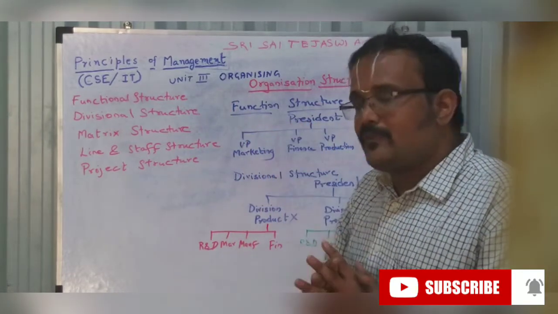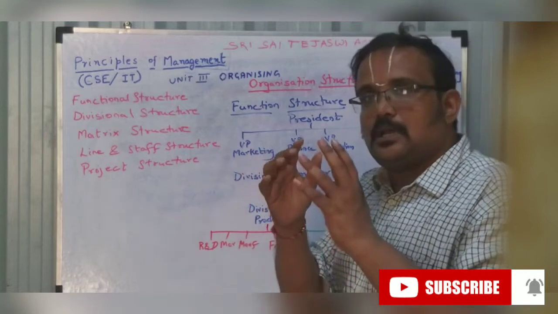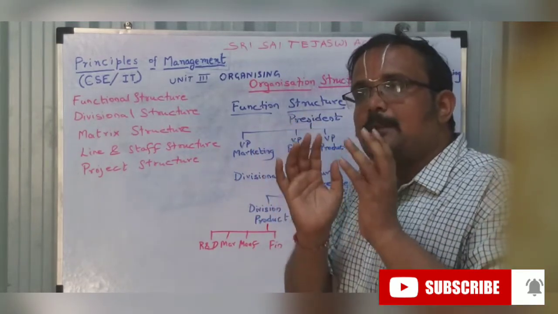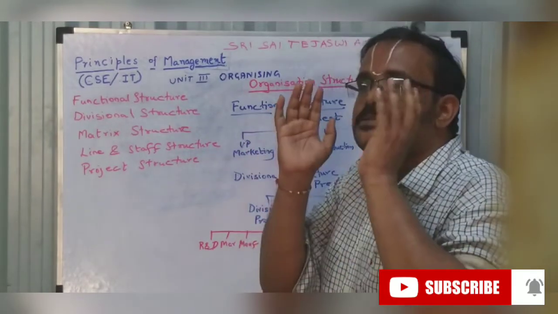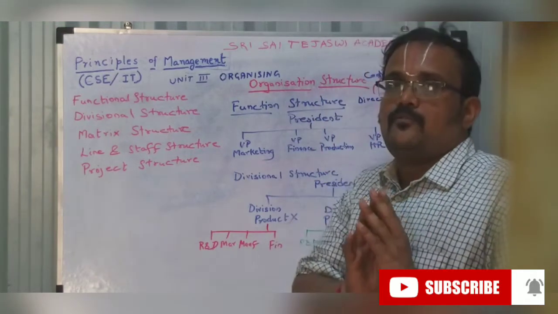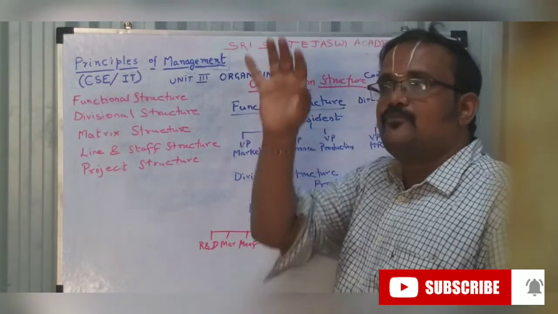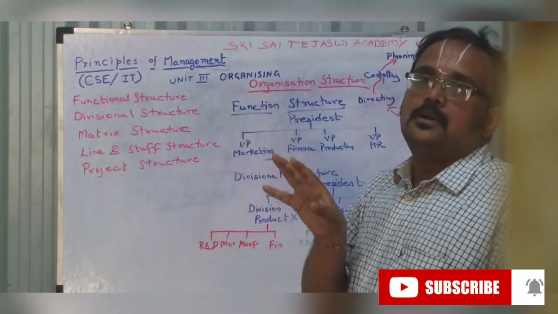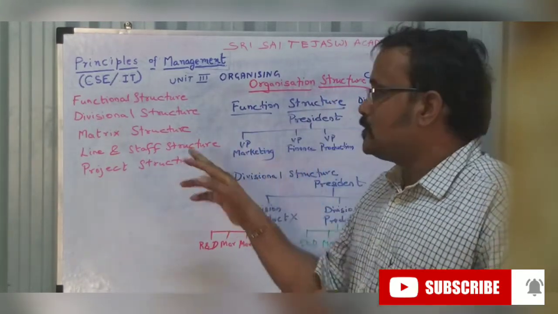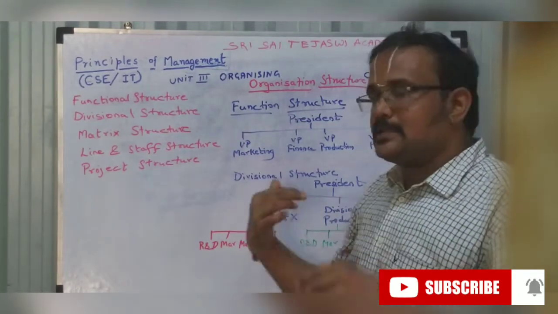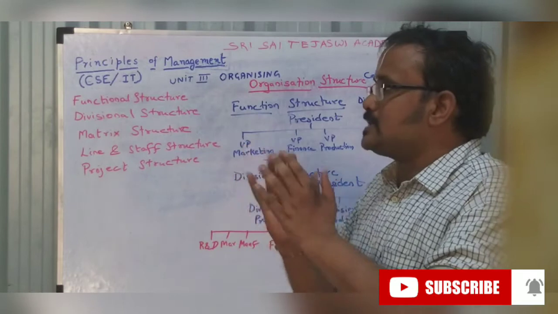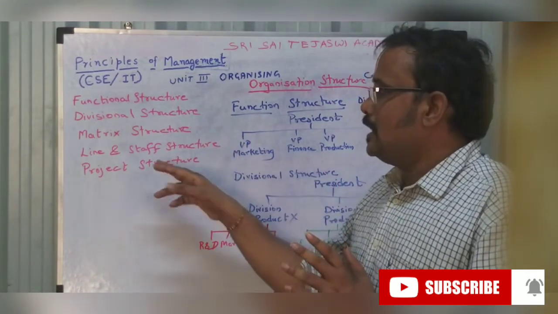Then what will happen? I told you these functions, marketing, HR. There will be separate marketing, separate finance, and separate production departments for all the separate divisions. For shampoo, there will be separate marketing people. For soap, there will be separate marketing people, finance, like that. So that is divisional structure. You will understand better when I explain. Matrix structure is a combination of function and division.